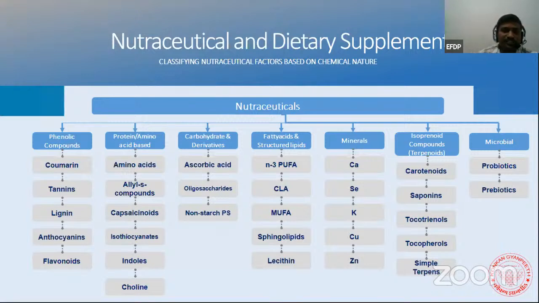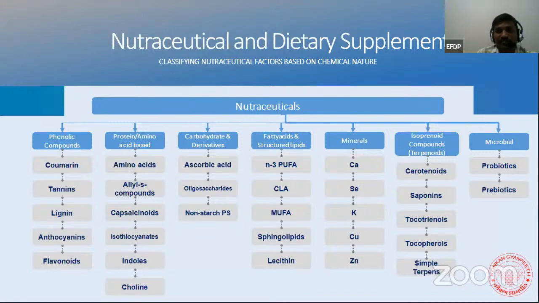This morning's session had Kunal sir deliver carbohydrate derivatives and polymers. So carbohydrate derivatives can be used as a polymer, or to design the nutraceutical component. Then fatty acids and structural lipids, such as omega-3 fatty acid, various conjugated linoleic acids, MUFA, monounsaturated fatty acids, and sphingolipids. These are the coming areas in nutraceuticals.